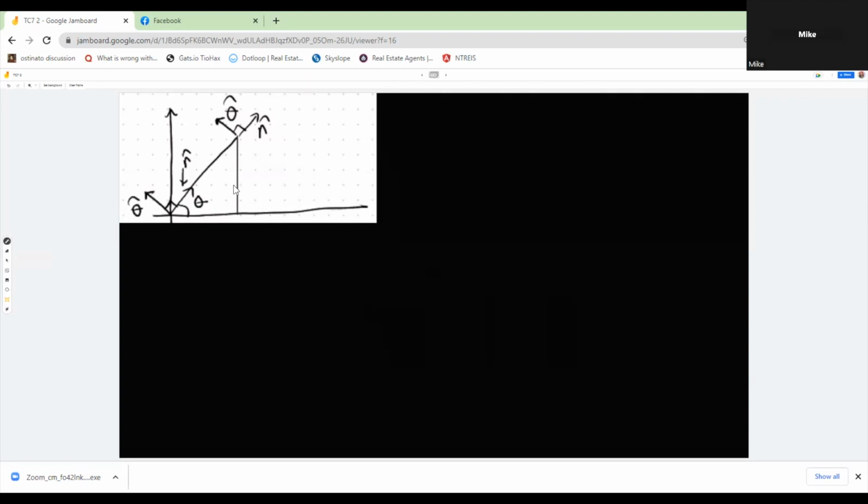So, r hat is a unit vector. The angle here is theta. So, ano yung components niya? Ito, theta. Polar lang, ay rectangular, yung 1 magnitude tapos ang theta.